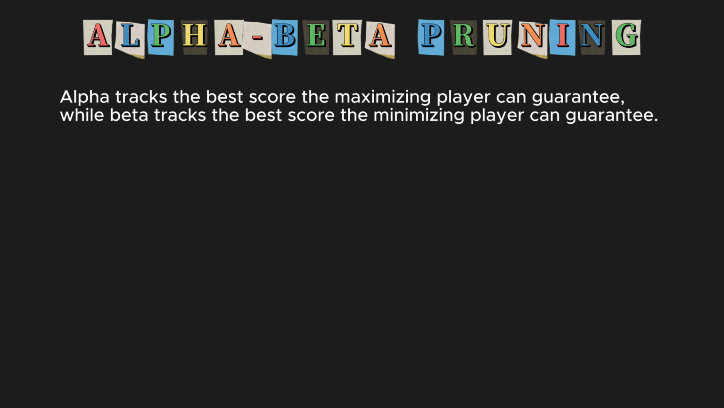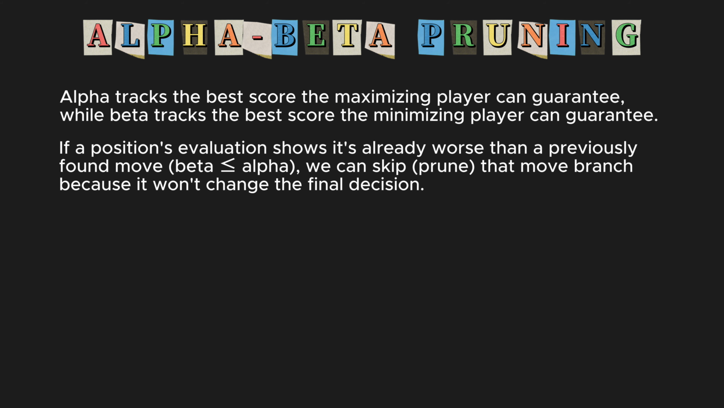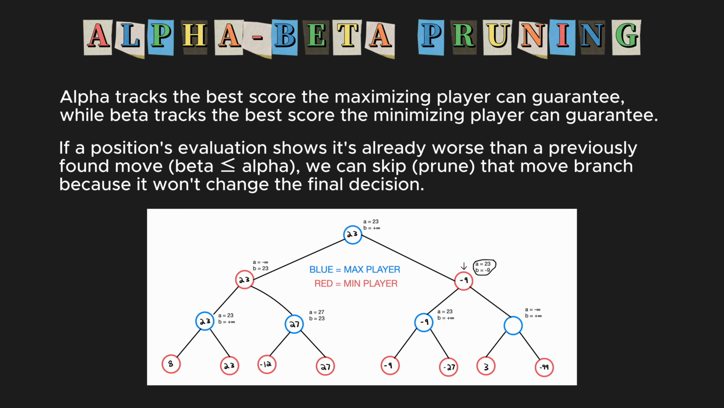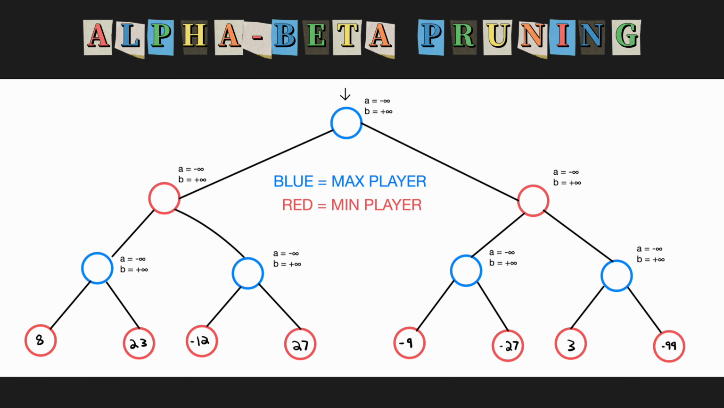Using two values alpha and beta, we can use alpha to track the best score that the maximizing player can guarantee, and we can use beta to track the best score that the minimizing player can guarantee. Using these values, we know that if beta is ever less than or equal to alpha, we can safely skip or prune that branch from the tree because we know that it will not affect the final decision. Let's take a look at the difference between alpha-beta pruning and normal minimax using the example from before.